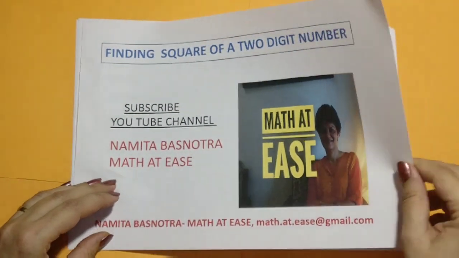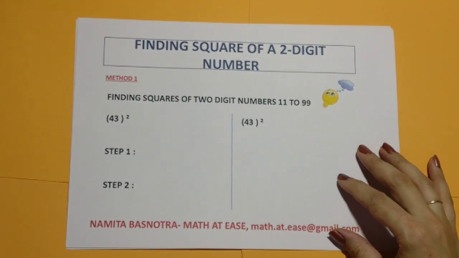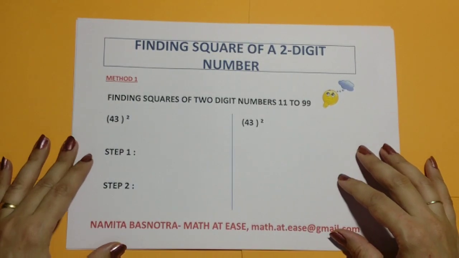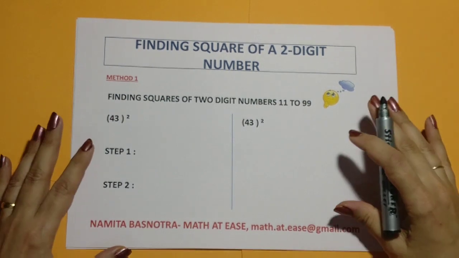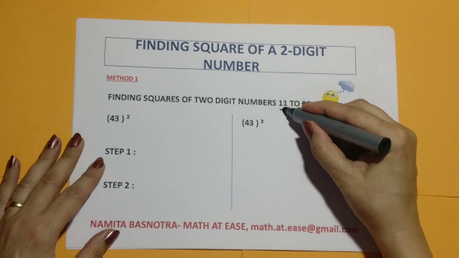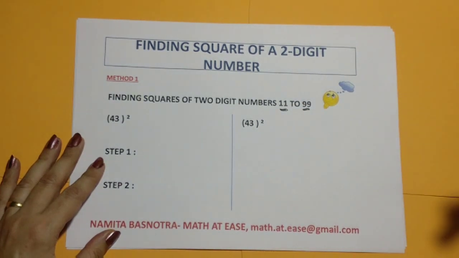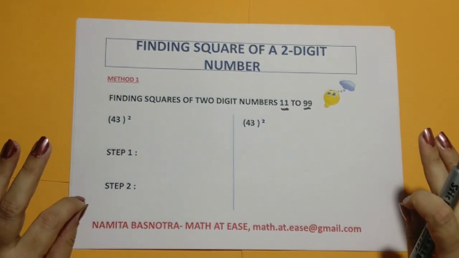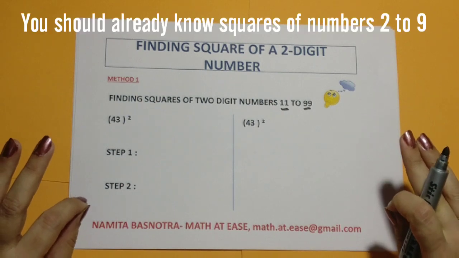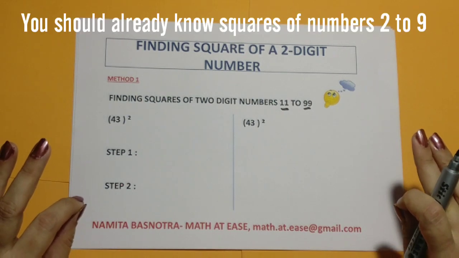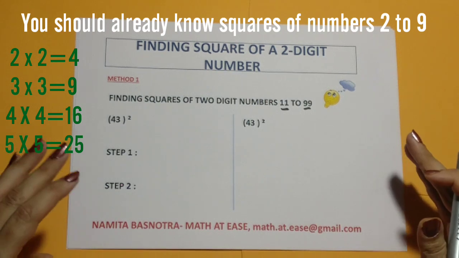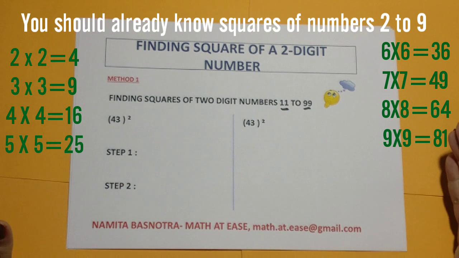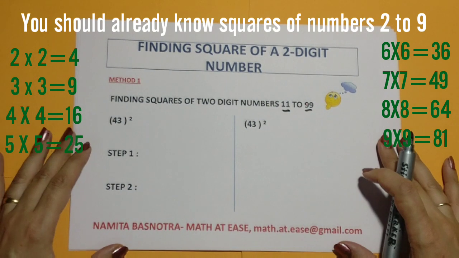So let's see what are the easy steps to find the squares of a two-digit number. Like I've told you, after watching this video you will be able to write the squares from 11 to 99 just like this. But before we learn this trick, you should know the squares of numbers from 2 to 9. That means you should know 2 into 2 is 4 and 5 into 5 is 25. So I'm sure you know this.